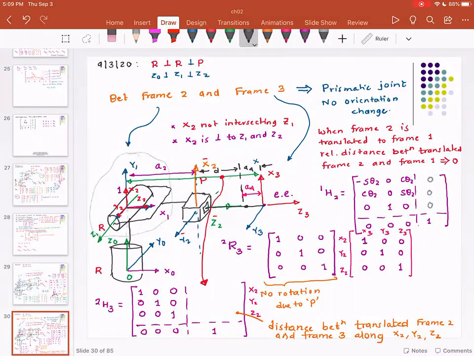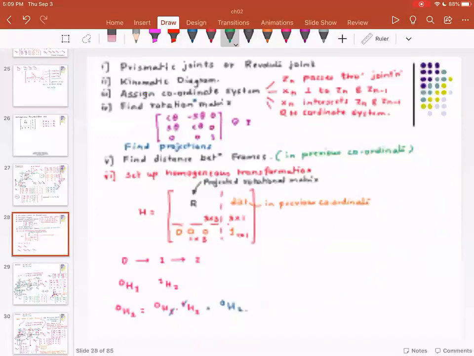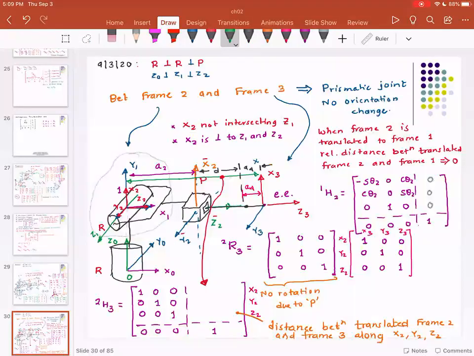Two things to note. d4 is a joint variable. Actually, let me write this down here. I said this is d, just to be considered d3. d3 is a joint variable, which means it changes. So d3 is going to change, and a2 and a4 are going to remain constant. Everyone understood this? So d3 could change, a2 and a4 will remain constant.